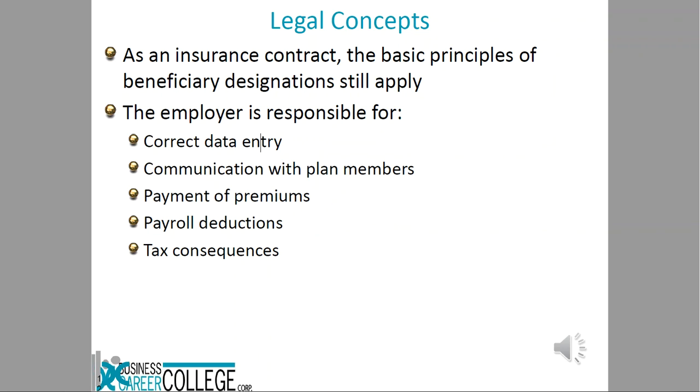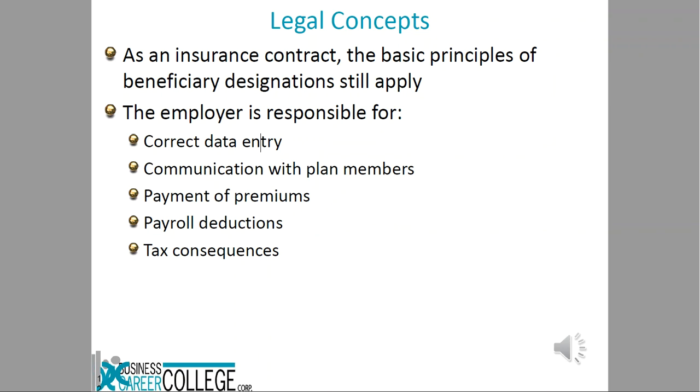They have to make those premium payments in a timely manner. The failure to make premium payments can result in a contract lapsing, which can result in the employees going without coverage. The employer also, it's their own responsibility to take care of payroll deduction. So if the employees are paying for a portion of the plan, the employer is responsible for managing that. The insurer is not responsible for that.